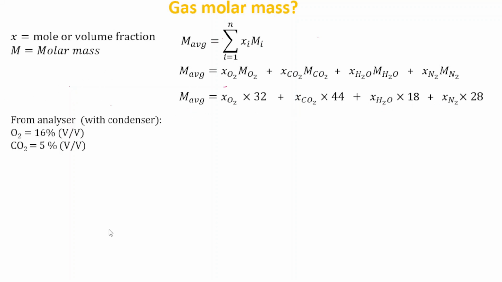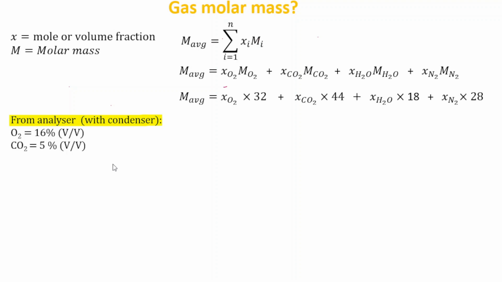So from here on, I'm going to explain it with a practical example. In our stack test, we measured oxygen and carbon dioxide with our analyzer, and we got the oxygen as 16% and the CO2 as 5%. You will notice that I've written here "with condenser". Most of these analyzers are fitted with some sort of water trap or condenser to first dry the air, and they therefore measure the gas composition without the water, excluding the water that is in the stack gas. The balance is therefore nitrogen.